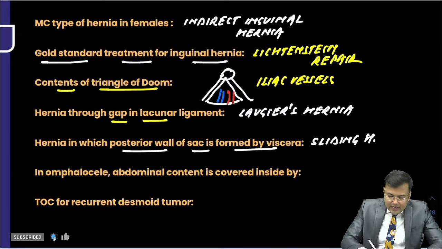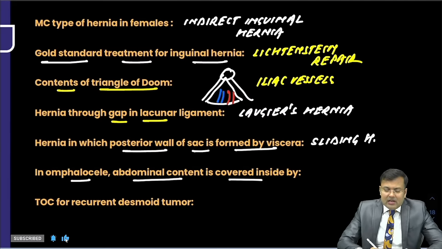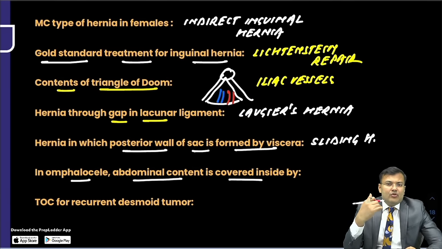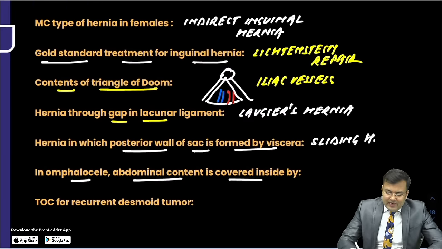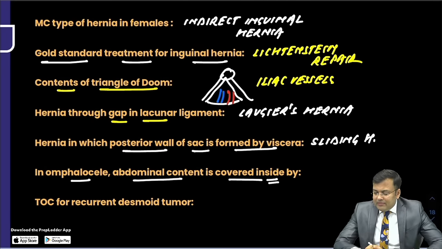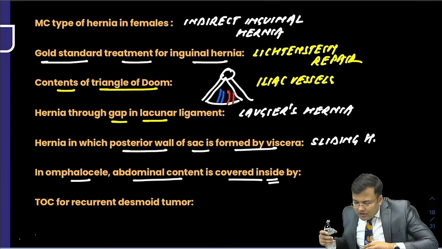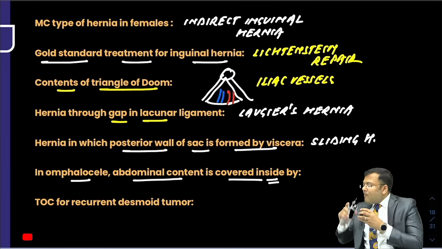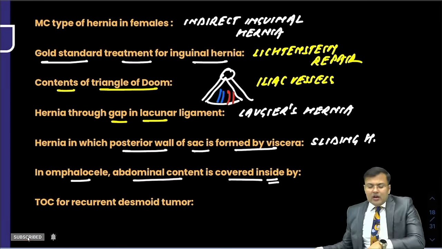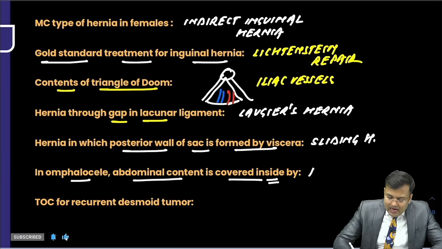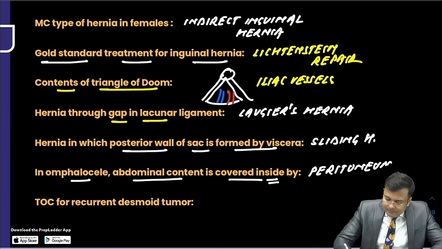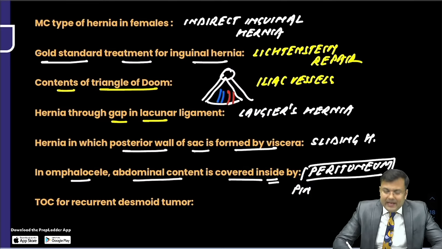Sliding hernia. Next. In omphalocele, abdominal content is covered by two layers, amnion and peritoneum. Which layer is inside? Tell me, guys. It is not amnion. Dr. Ashi, you are correct. It is peritoneum. And how to remember? Peritoneum is in. Mnemonic is PIN.